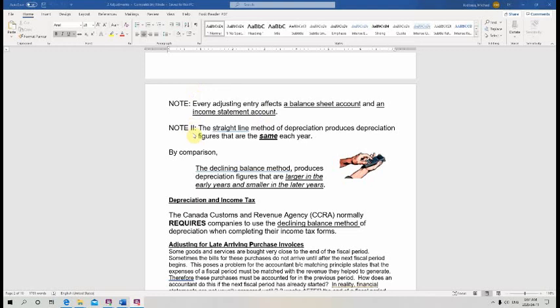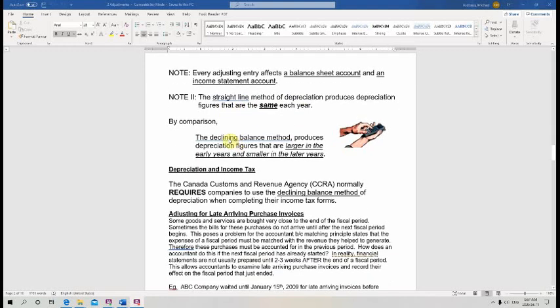All right, note number 2. The straight line method will give you a depreciation figure that stays the same every year, but as we saw in that last example, the declining balance method produces depreciation figures that are higher in the early years and lower in the later years as the asset ages.